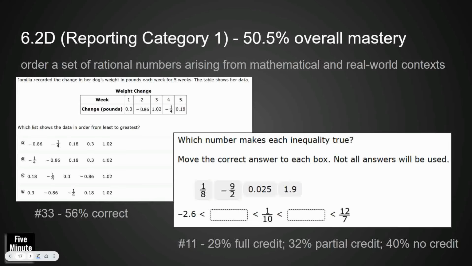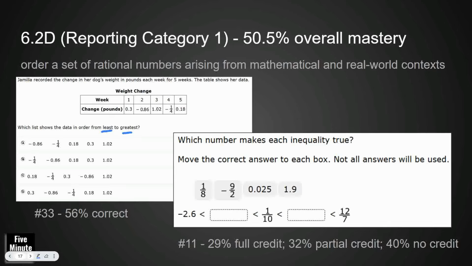6.2D, this one is actually tested twice. Our first readiness standard that is low, that is actually tested twice. We're ordering numbers here. And in number 33, we didn't struggle too much. It's your very typical, here's my numbers, let's put them in a list. In this case, least to greatest.